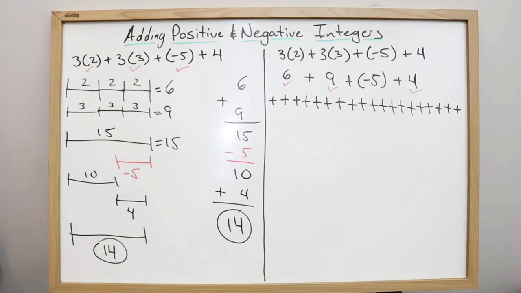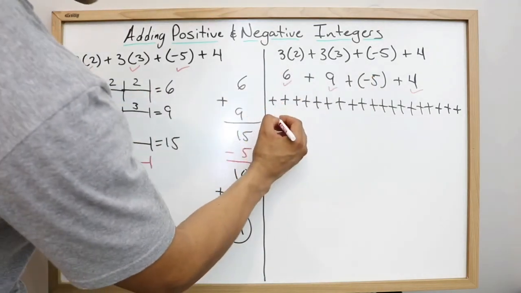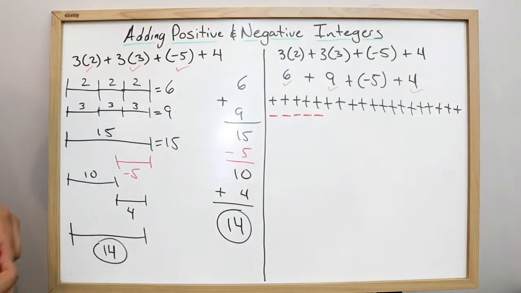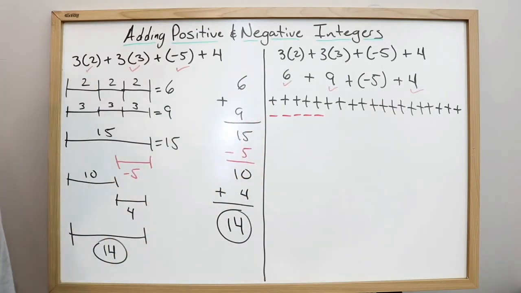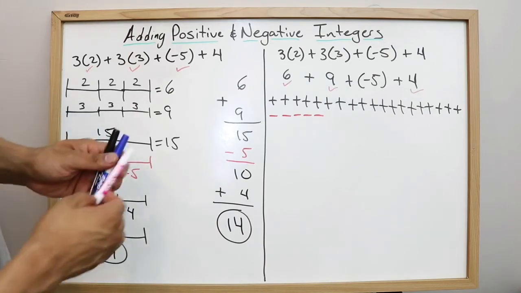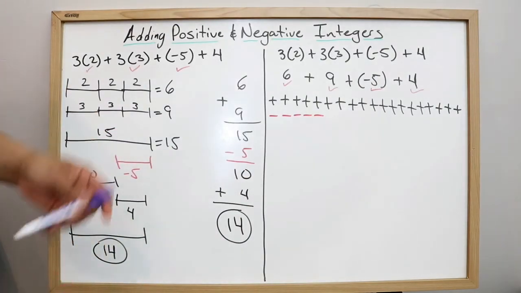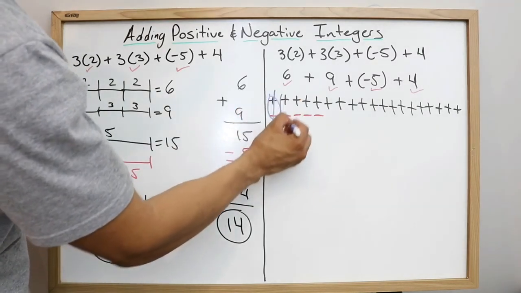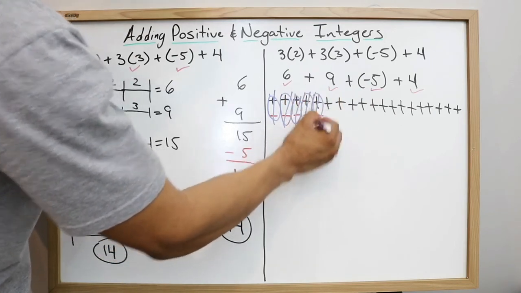For the negative part, I'm going to use my red marker to represent the negatives, which is 5 negatives. Okay, so 1, 2, 3, 4, 5. Now as you notice, I put the negatives right under the positive sign because I will cancel out the 0 pairs. 0 pairs are a good way to not mess up on these type of problems and actually get the right answer. So what I'm going to do is I'm going to cancel these. Cancel, cancel, cancel, cancel, cancel.